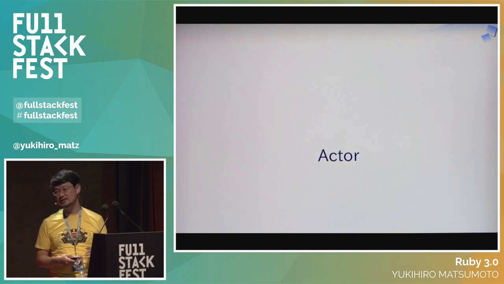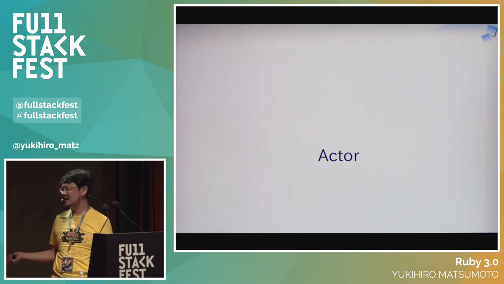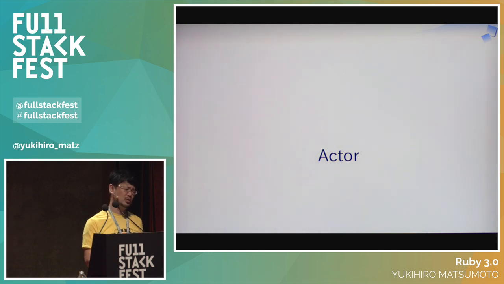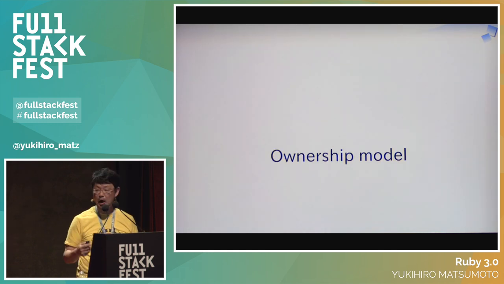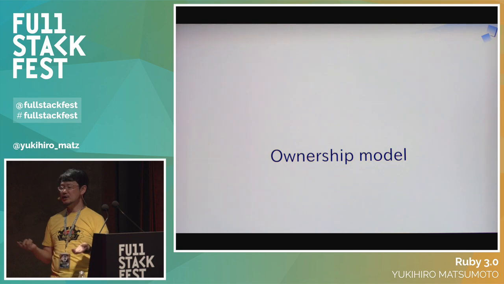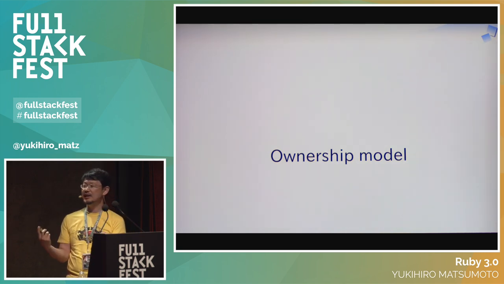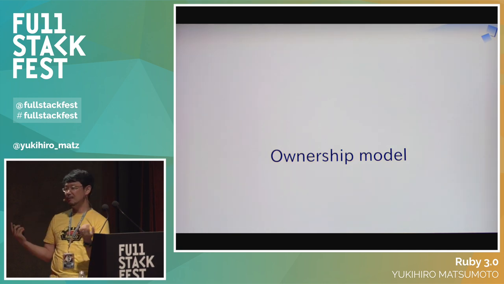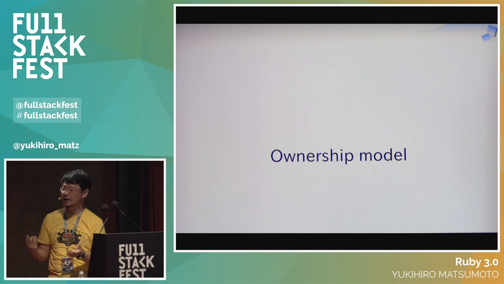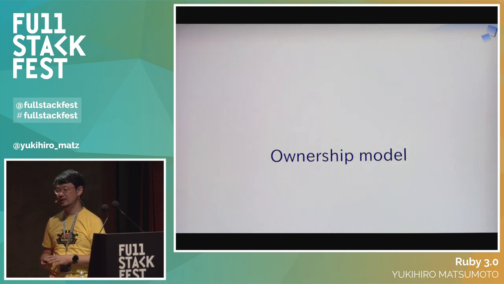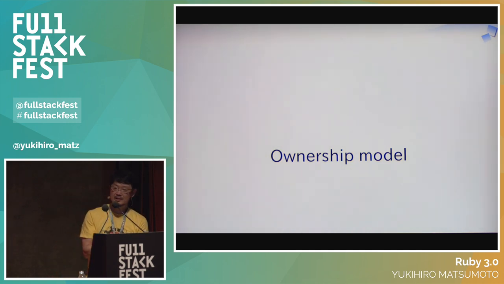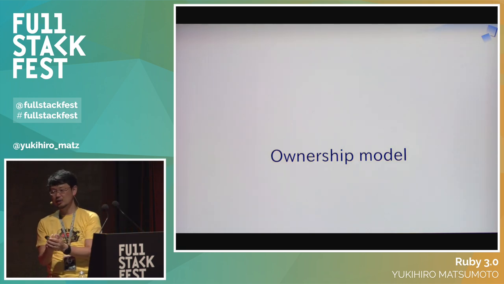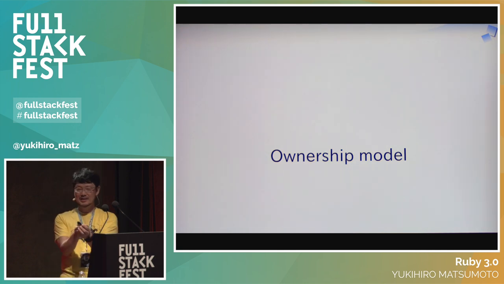For example, actors, like Elixir does, or Erlang does, or some other programming languages like Go. Or some kind of ownership model. The ownership model is kind of like the memory management model of the language named Rust, but we apply a similar model to concurrency. So one object, one thread owns the object. So only the thread that owns the object can modify the object.